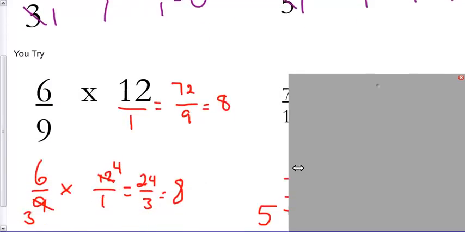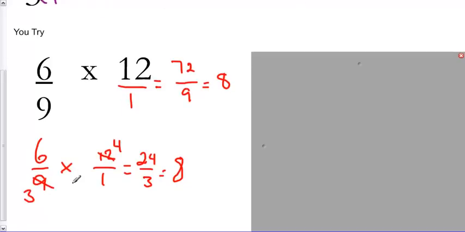Now if we took a look at it this way, I can't simplify the 6 and the 1, but I can simplify the 9 and the 12 if I divide them both by 3. So 9 divided by 3 is 3. 12 divided by 3 is 4. 6 times 4 is 24. 3 times 1 is 3. 24 divided by 3 is 8. So you see I get the same answer.